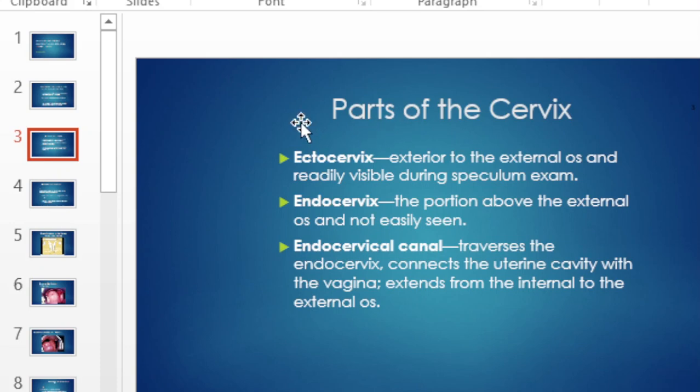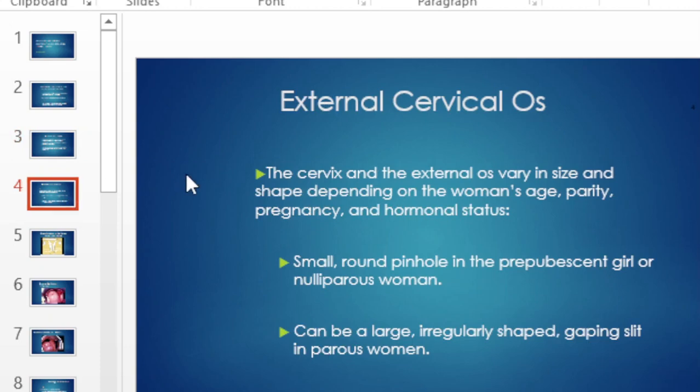So the parts of the cervix are the ectocervix, the endocervix, and the endocervical canal. The ectocervix is exterior to the external os, and you see it when you do a speculum exam. The endocervix is above the external os and it may not easily be seen. And the canal traverses the endocervix, connects the uterine cavity with the vagina, and extends from the internal to the external os.